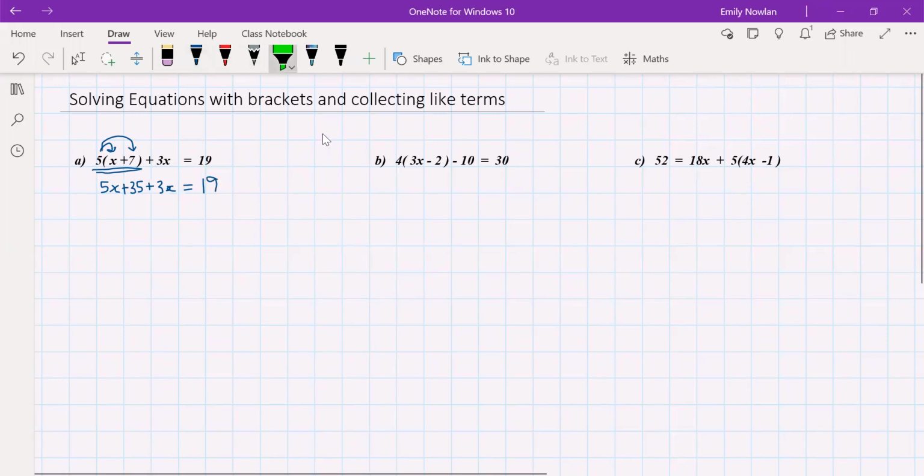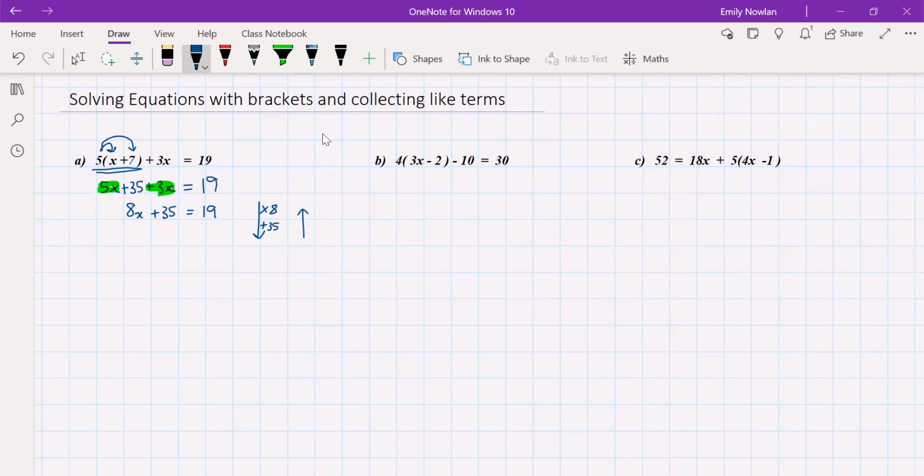Now we need to go, what can we collect that's like terms? So the 5x and the 3x, include that sign, are like terms. So 5x and 3x is 8x plus the 35 equals 19. Now you've got something like you've seen before. What happened to the x? It got multiplied by 8, and then we had 35 added to it.